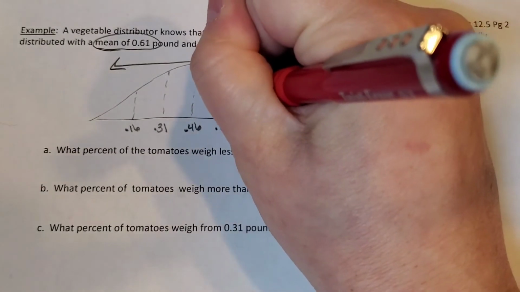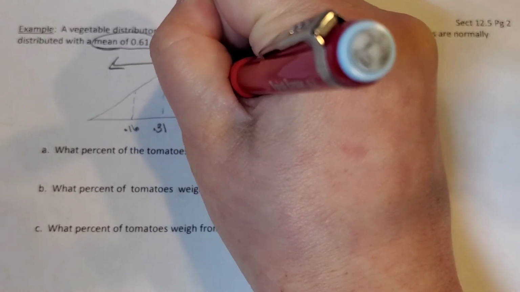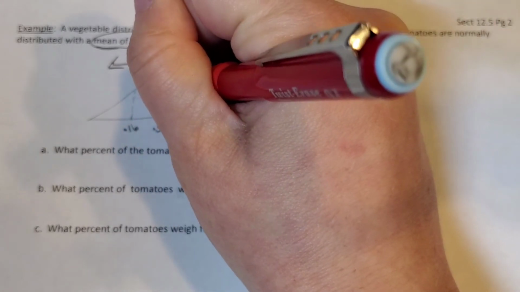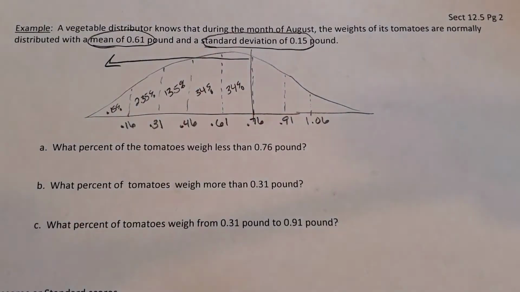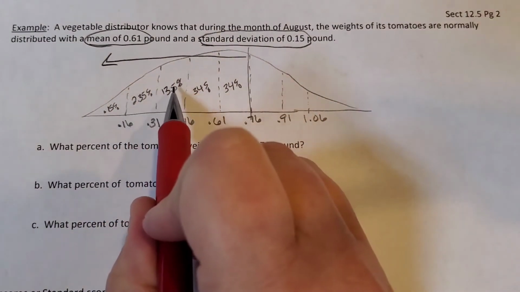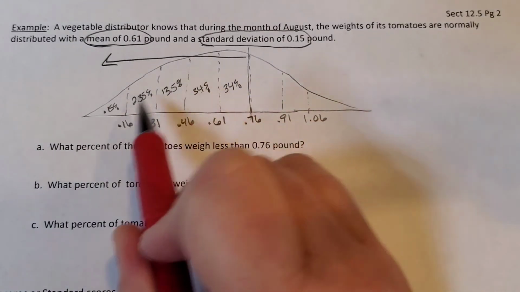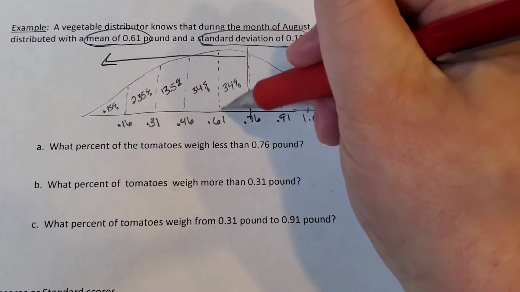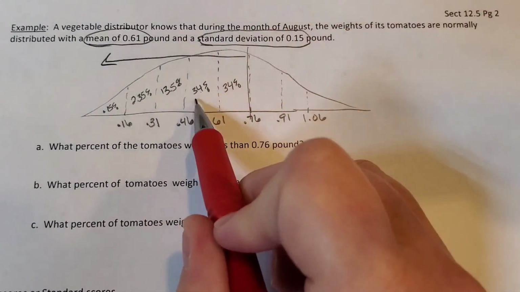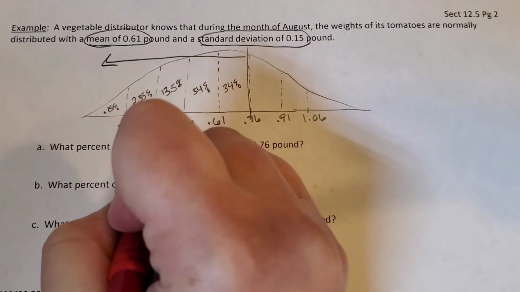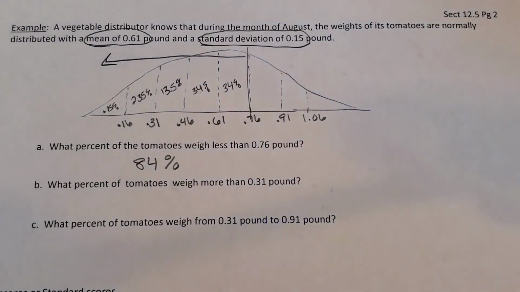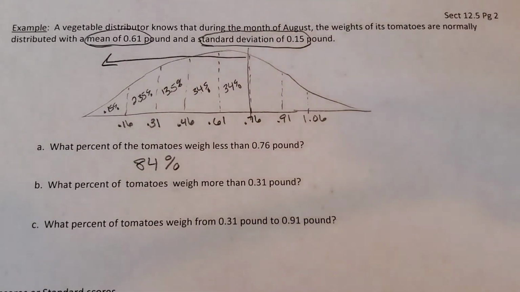Remember, this was 34, 13.5, 2.35, and the last one was 0.15. Well, when you go adding them up, you should notice when you add the 0.15, the 2.35, the 13.5, and the 34%, that should get you 50%, which makes sense because that's where our mean is. That's half of our data. And so that 50 plus this 34 gets us 84%. So 84% of the tomatoes weigh less than 0.76 pounds.